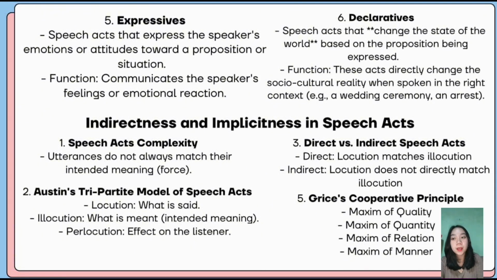Number four, Grice's cooperative principle. So, Grice proposed that effective communication generally follows these four maxims. Quality: be truthful, don't provide false information. Next is quantity: give the right amount of information, don't over-explain or be too brief. Relation: be relevant, stay on topic. And last, manner: be clear and orderly, avoid ambiguity.